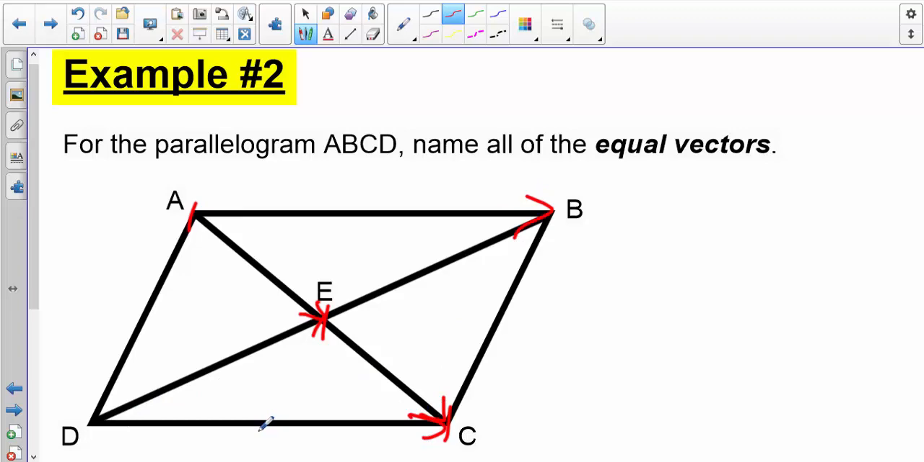DC would be equal to AB. That's a pretty common one that a lot of people throw out there. DB, really good question here, would DB be equal to AC? And the answer would be no, because they don't have the same direction. They have the same magnitude, but not the same direction. Right? So there are a lot of answers possible here for that one. So I'll just leave that up to you.